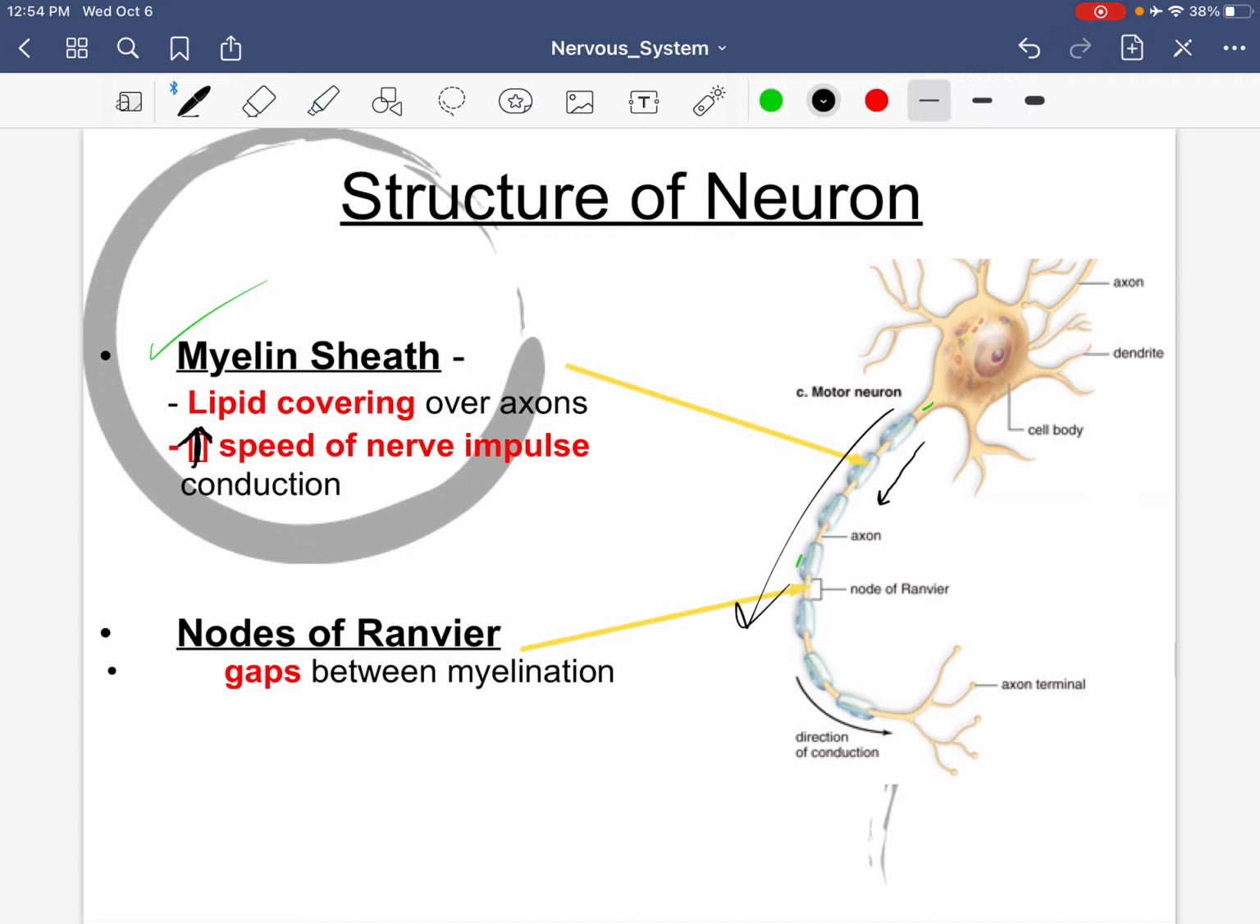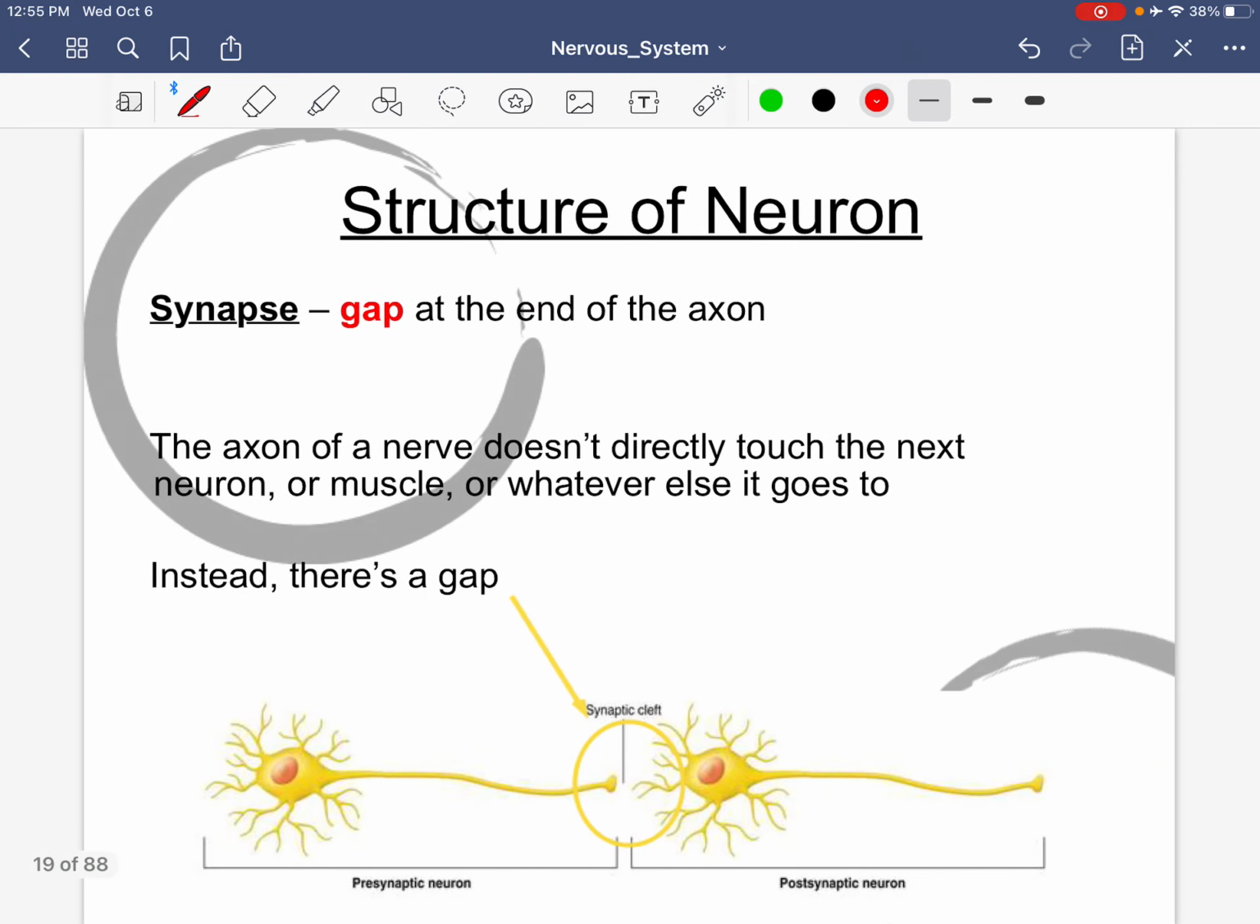Now, in between each of these individual myelin coverings, myelin sheath, is a space. And those spaces are known as the nodes of Ranvier. So the little gaps or spaces in between the myelin are called the nodes of Ranvier. Basic anatomy here.